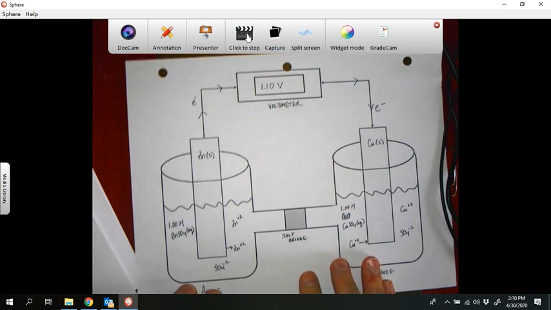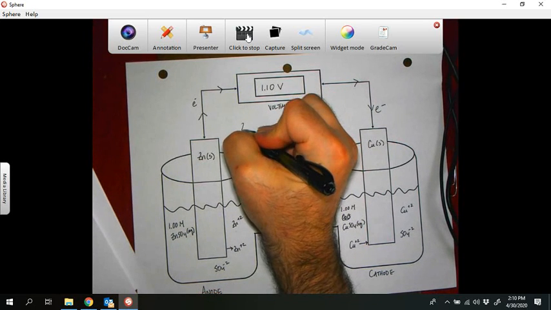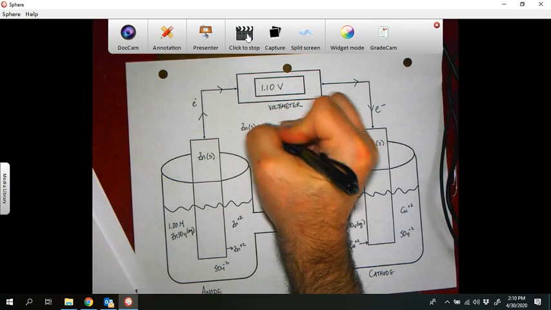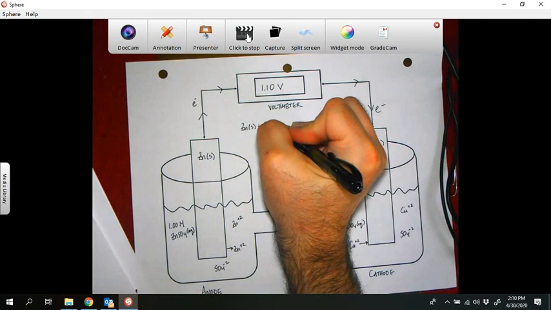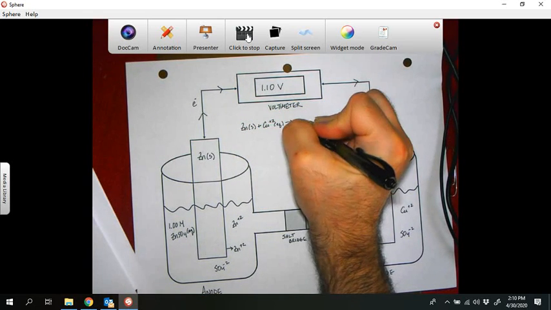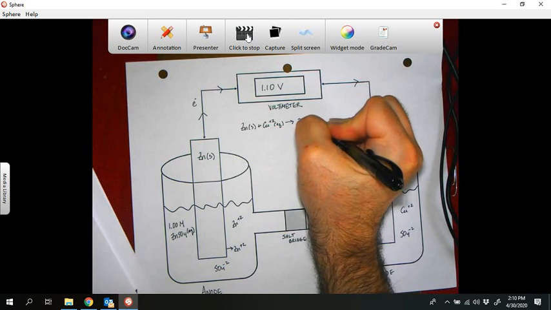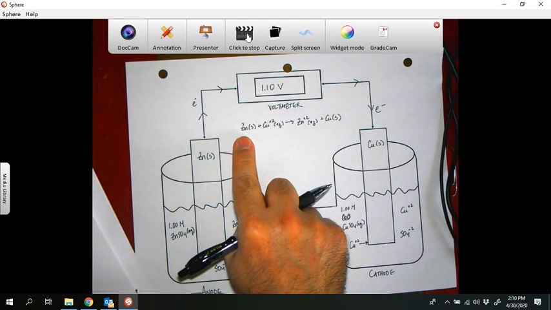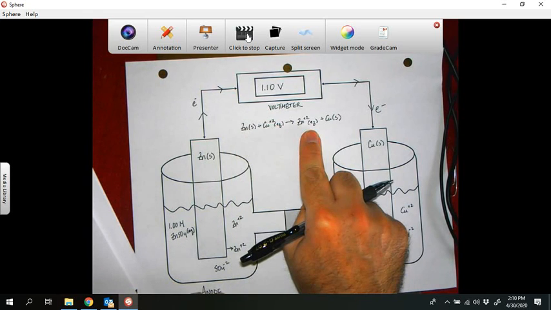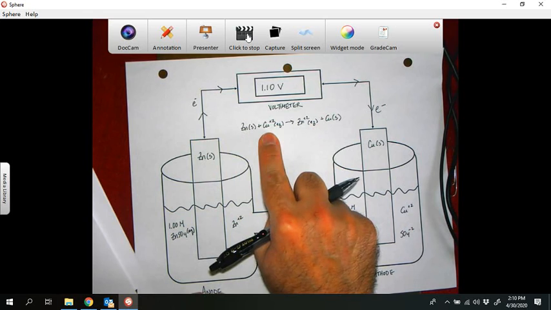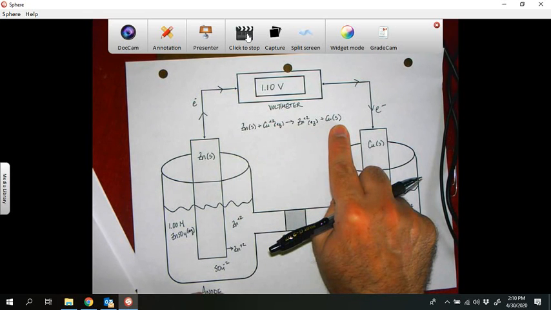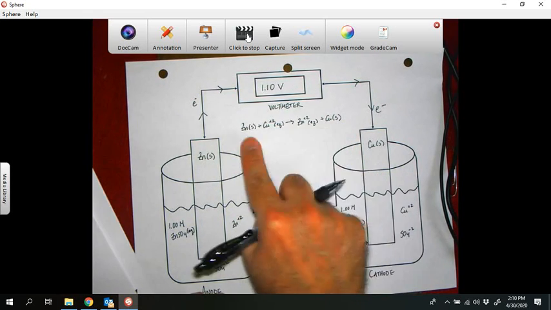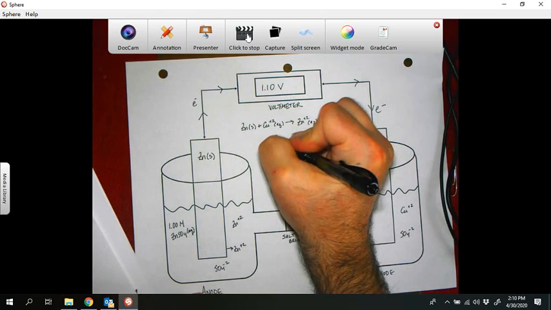But the overall reaction that is occurring is Zn(s) plus Cu2+(aq) yields Zn2+(aq) plus Cu(s). So the zinc is losing 2 electrons to become zinc 2+. The copper is gaining 2 electrons to become solid. So that is a redox reaction.